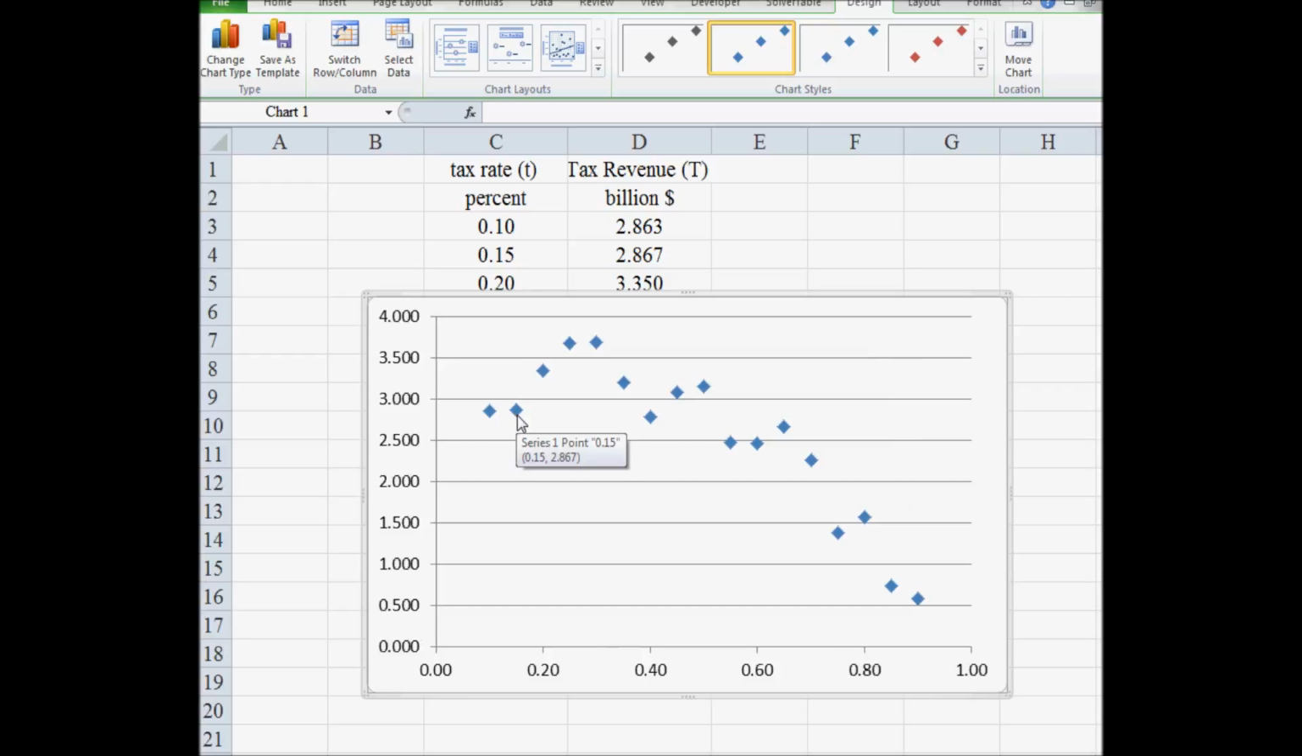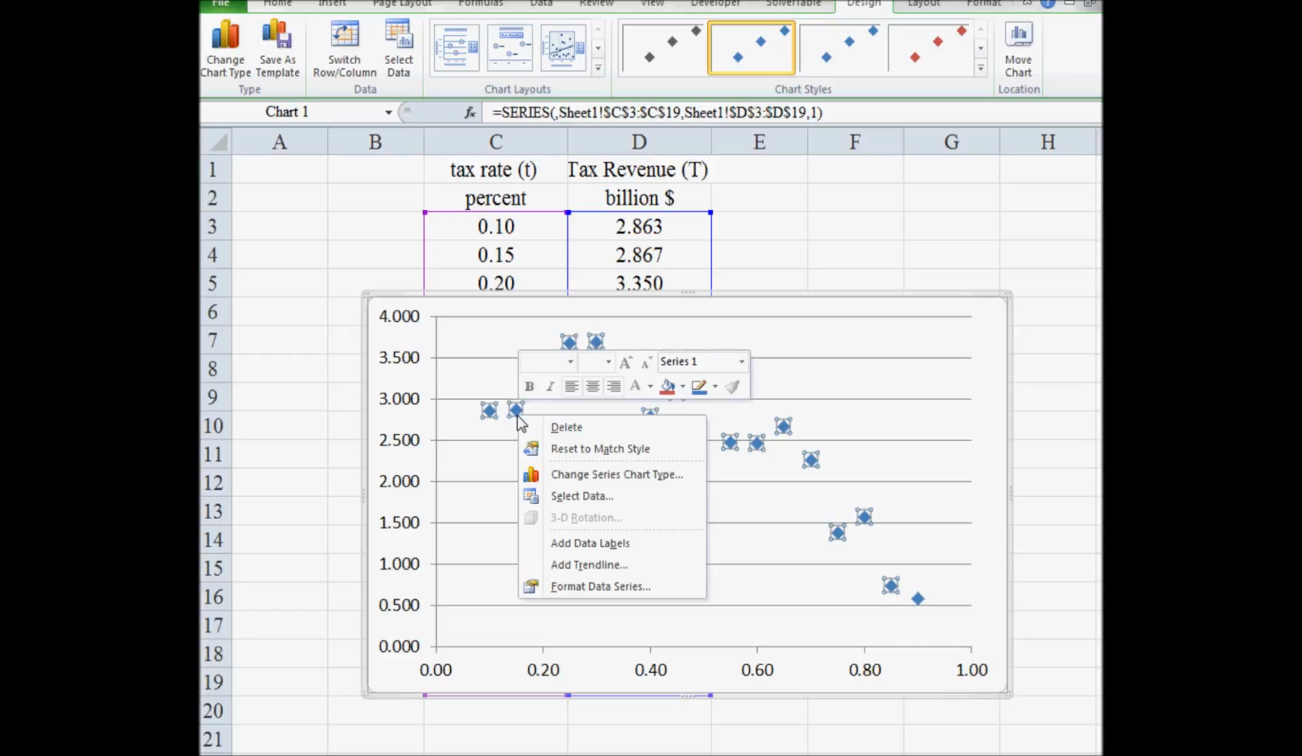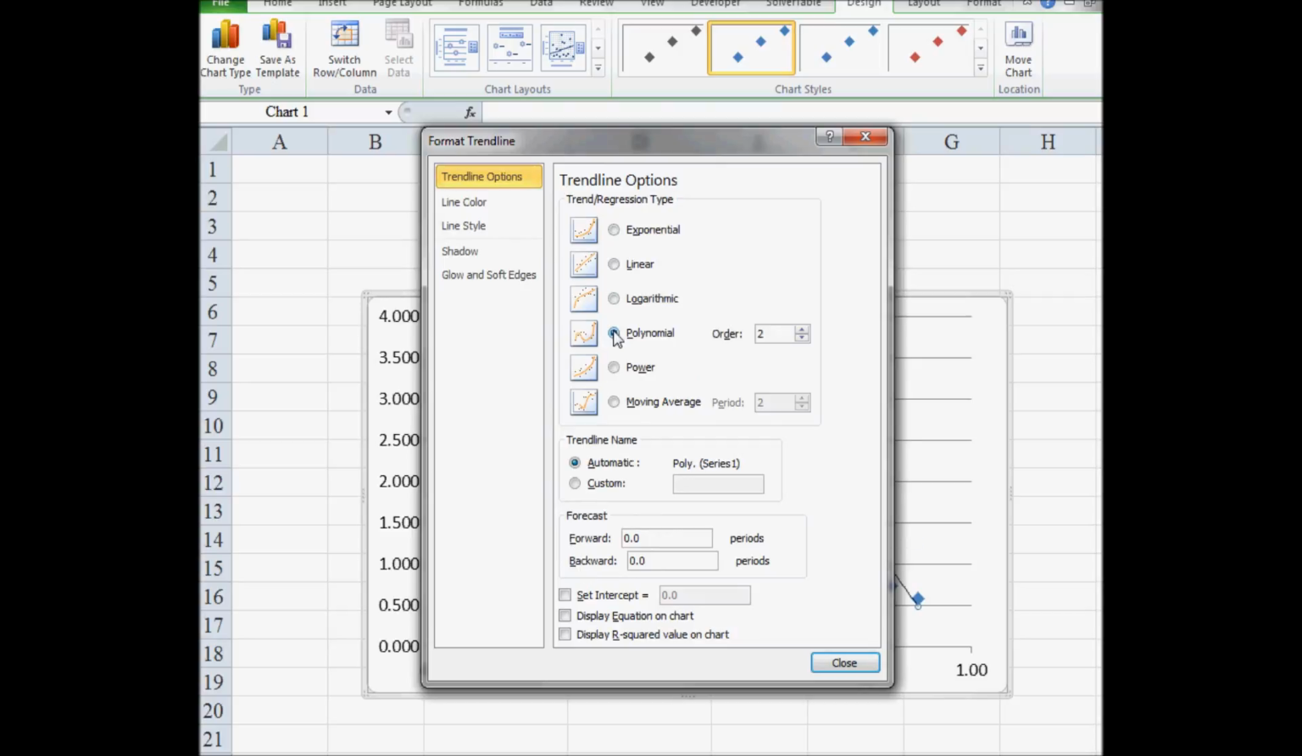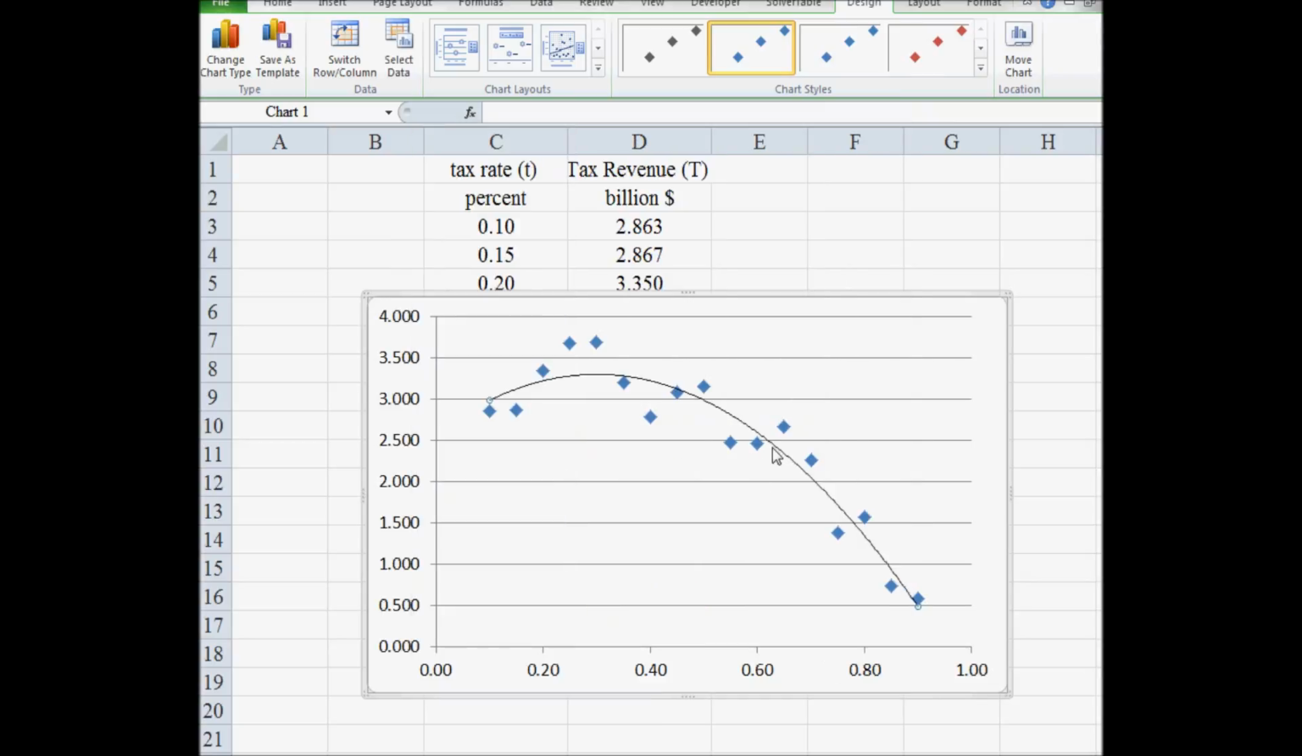And then you can insert a trend line in this scatter plot by right-clicking on a data point, add trend line, make a polynomial of order 2, close. So you can see that tax revenues rise as tax rates are raised, but there is a point when the tax rate gets too high. After this tax rate, when tax rates are raised, revenues actually fall.